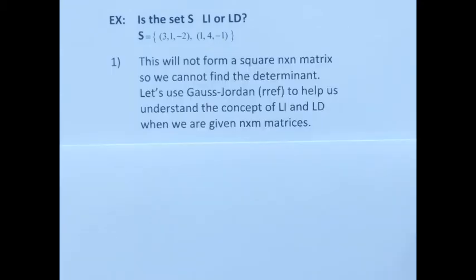New example. Is the set S linearly independent or linearly dependent? Here set S, they gave us two vectors in R3 space. Why are they vectors? Because set S represents the set of vectors by definition. By looking at these two vectors, they will not form a square matrix, so we cannot use a determinant. So let's use Gauss-Jordan row-reduced echelon form to help us understand the concept of linearly independent and linearly dependent when we're given an n by m matrix, a rectangular matrix, not a square matrix.